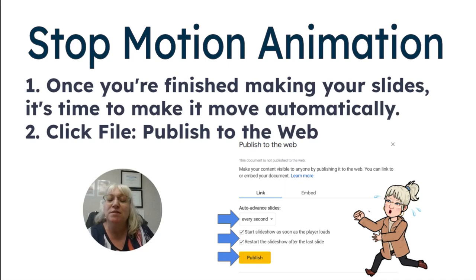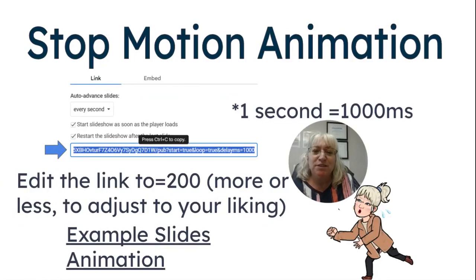When you're finished making your slides, you are going to make it move automatically. Click the File menu and publish to the web. Notice that you'll want it to move every second. You'll want it to start as soon as the player loads and restart so it continually plays over and over again. Once you click publish, you will get a link.